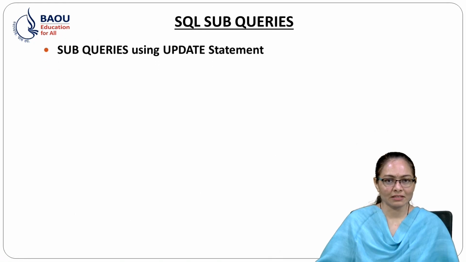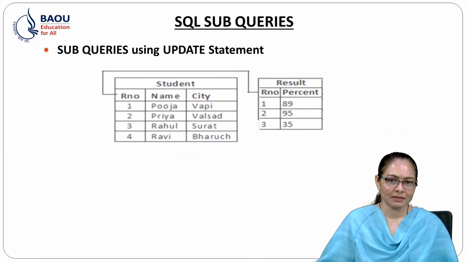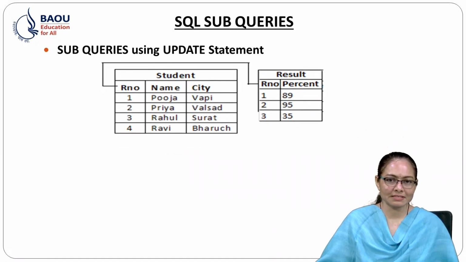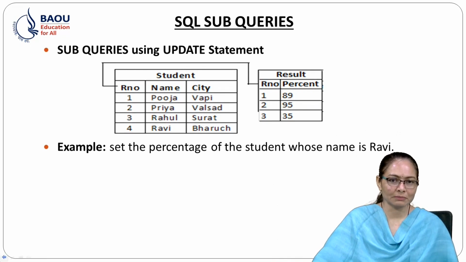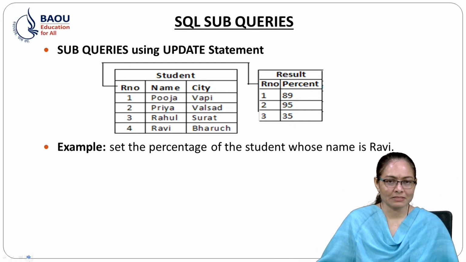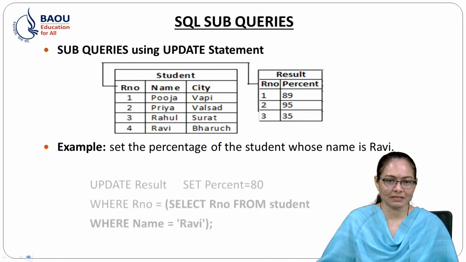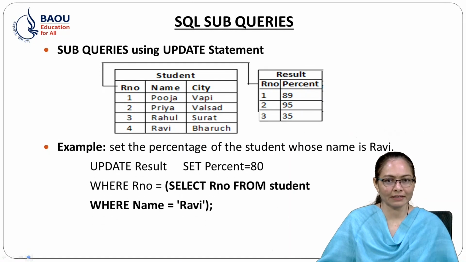Now, subquery using the update statement. The subquery can also be used with the update statement. You can update single or multiple columns in the tables using the subquery. Here, see, two tables are given. The example is to set the percentage of the student whose name is Ravi. Ravi's roll number is 4, and here the example is: set the percentage.